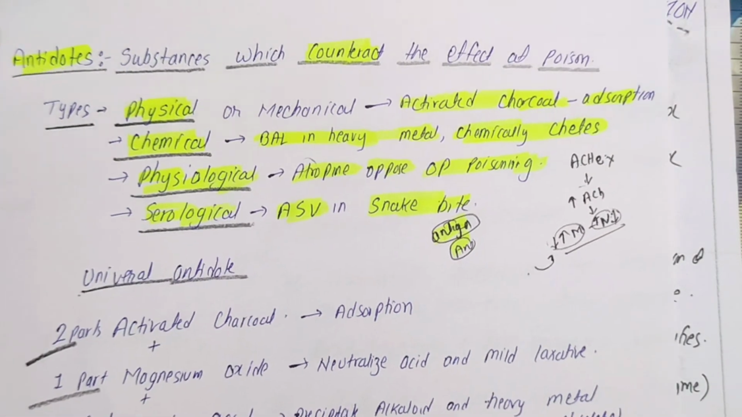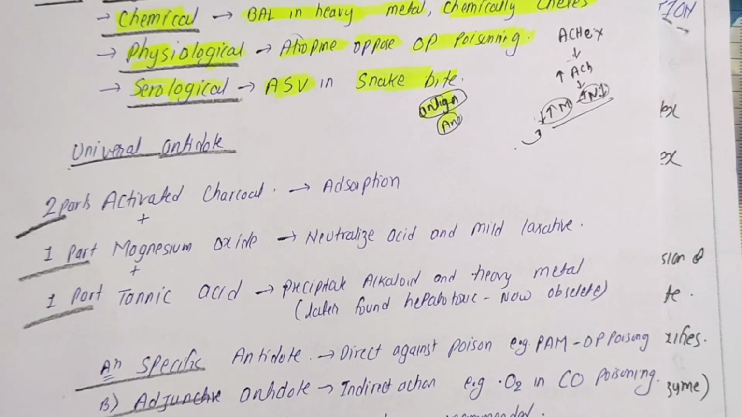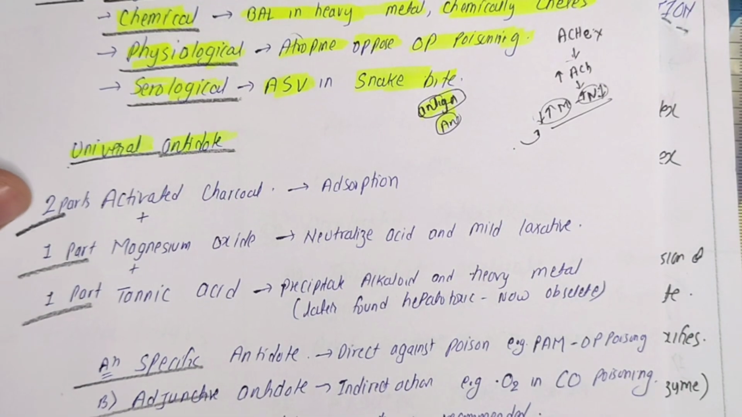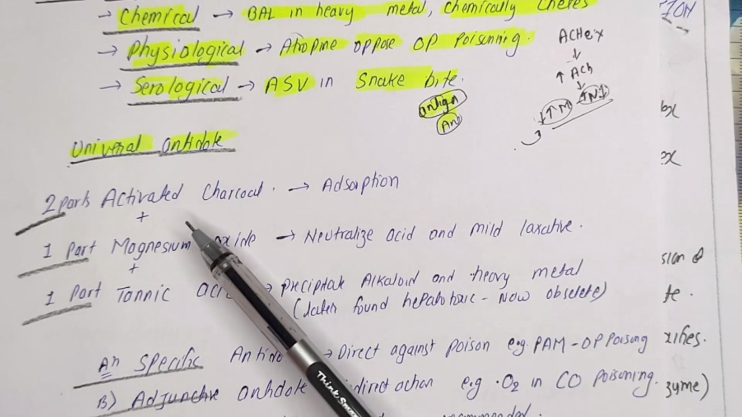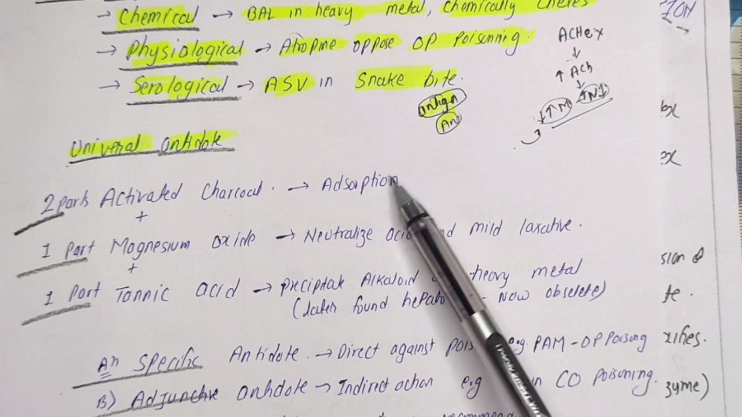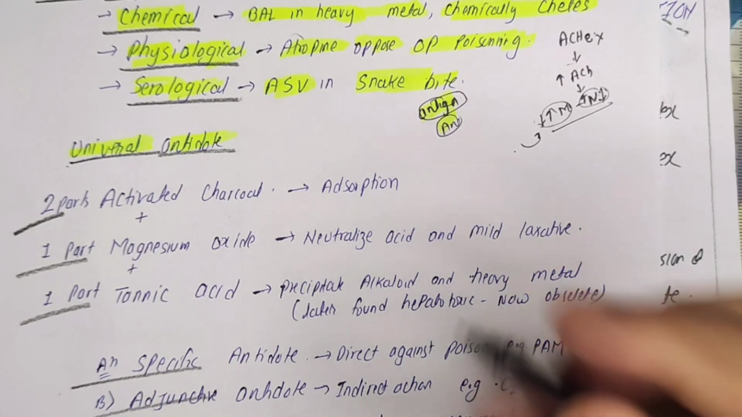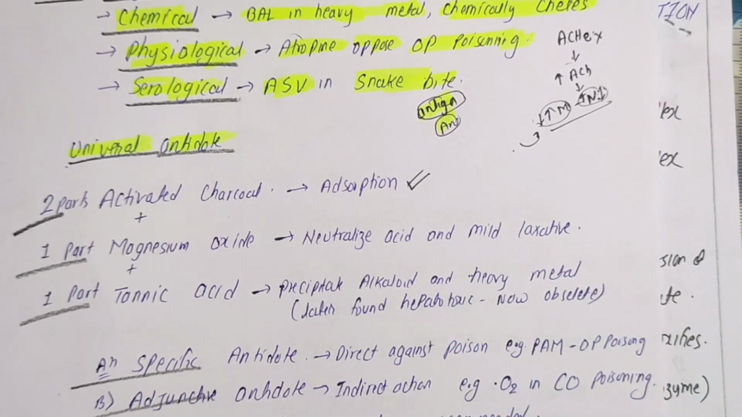Now quickly let's see some more information on antidotes. There was a concept of universal antidote where we were using two parts of activated charcoal, one part of magnesium oxide and one part of tannic acid. What toxicologists used to believe was that activated charcoal will help in physical absorption of the drug, so it will take care of the majority of poison substances. Yes, and this is true also. We are still using activated charcoal.